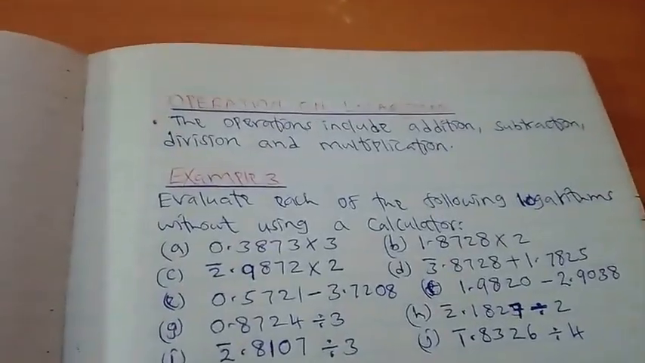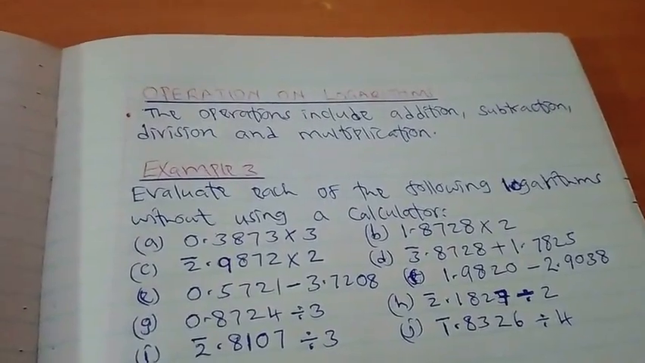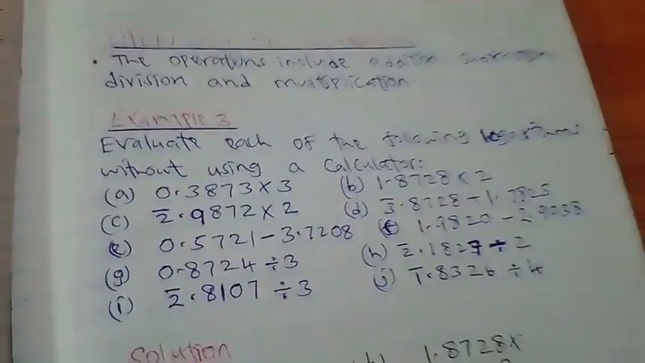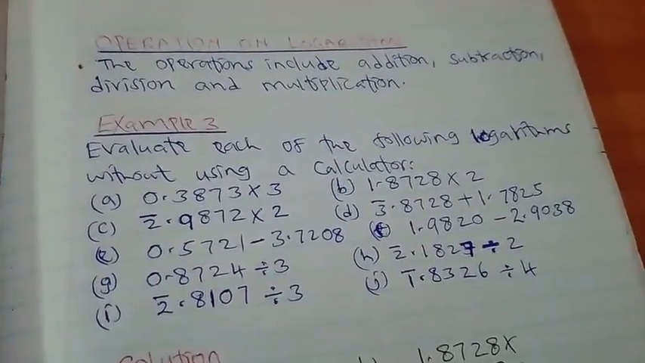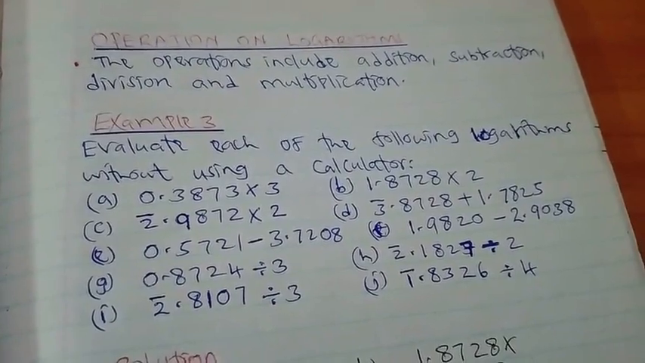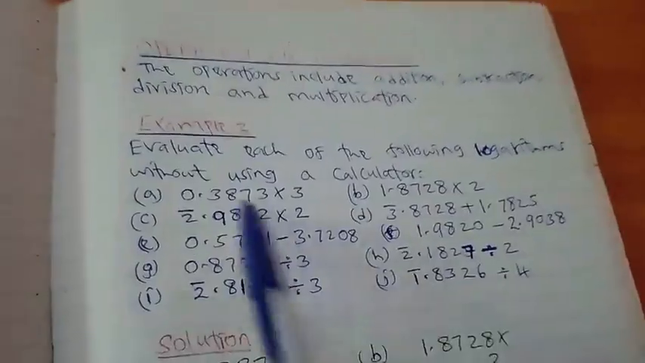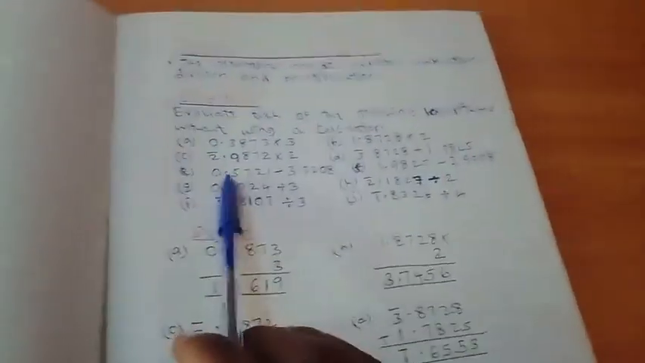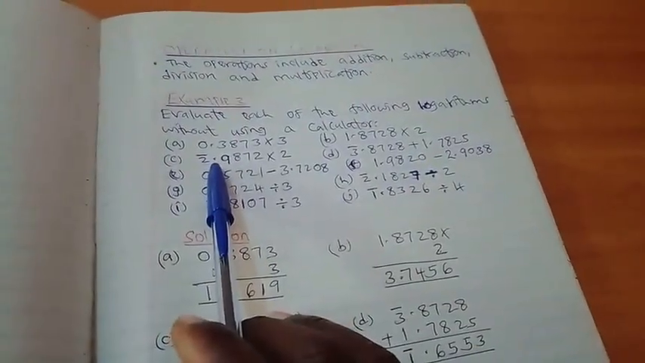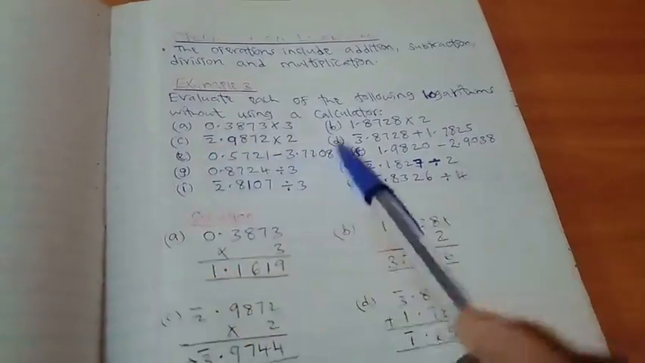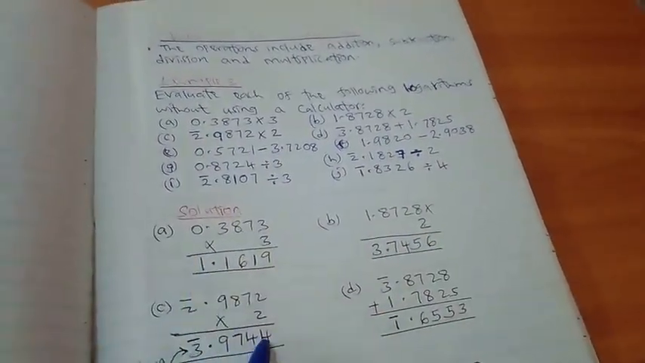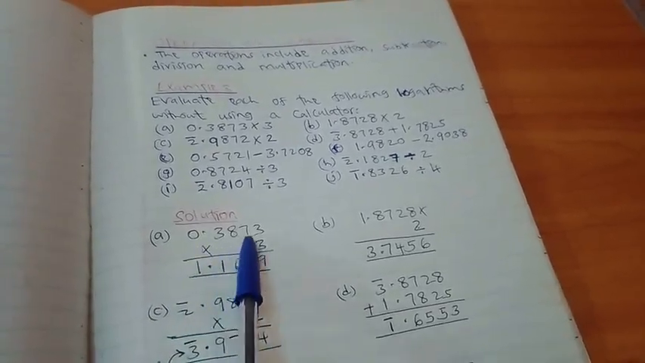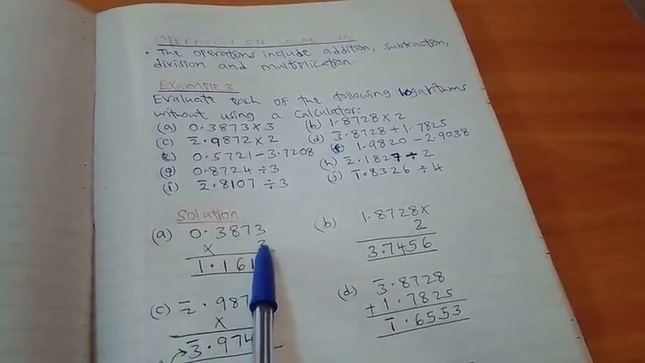Let's move to the last part of this lesson, that is operation on logarithms. The operations include addition, subtraction, division, and multiplication. Example 3. Evaluate each of the following logarithms without using a calculator. Part A, we have 0.3873 times 3. Now I'd like to continue directly from the solution because the question I repeated there. 0.3873 times 3. We multiply that number manually.